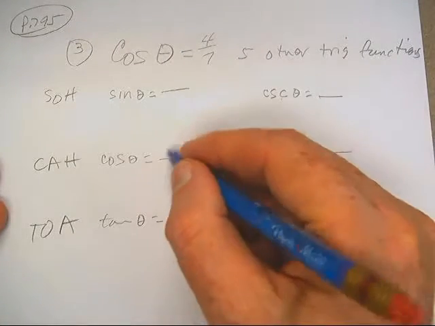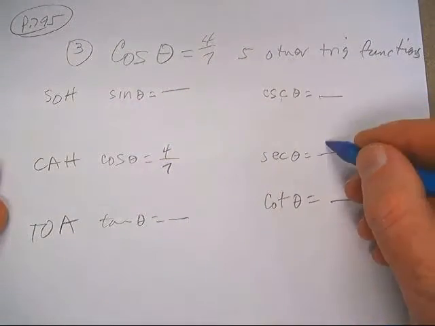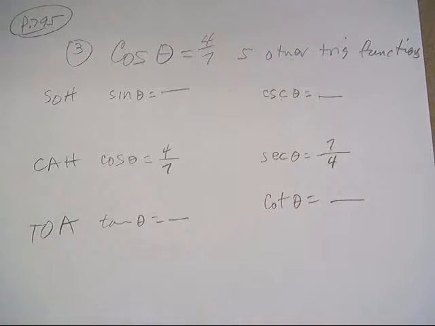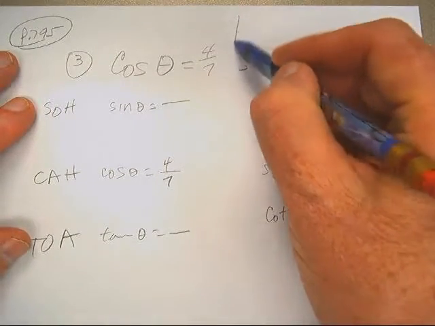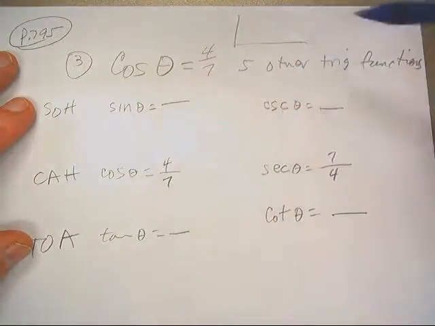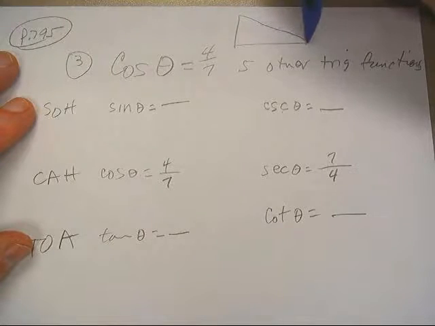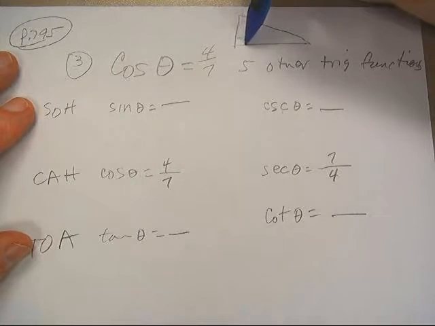Well, notice they give me cosine is 4 over 7, so all I have to do is flip it to get secant. So that's automatic right there. You should be able to just flip it over and find that. And then we need to think about our triangle. So go up here in the top somewhere and draw you one.